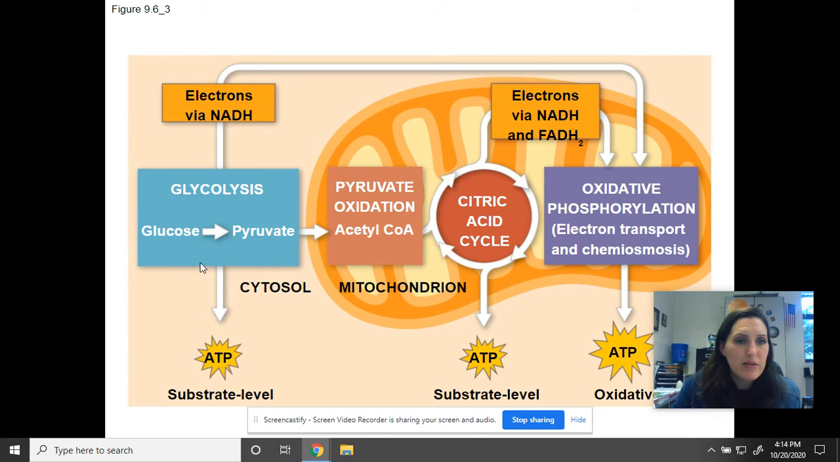The cool thing is this happens before it gets into the mitochondria. So this allows bacteria and your prokaryotes to do glycolysis. They can't do the rest of it. They don't have a mitochondria, but they can break it apart to make 2 energy molecules right there. We are more efficient. We have the mitochondria.